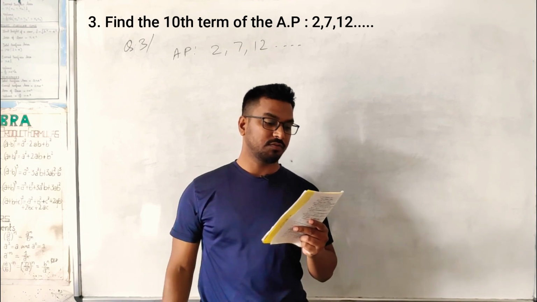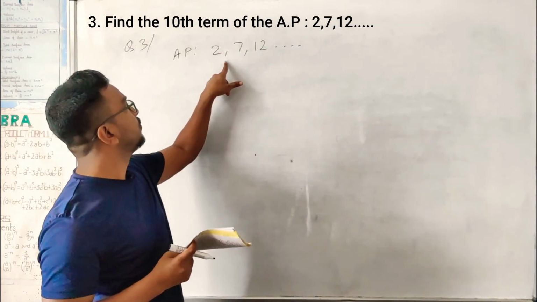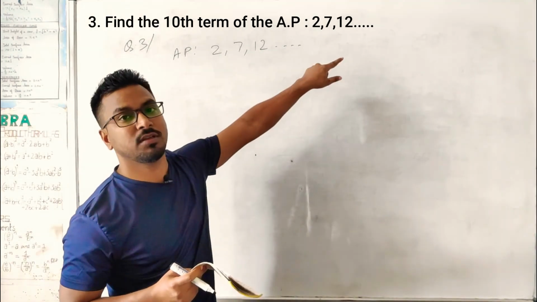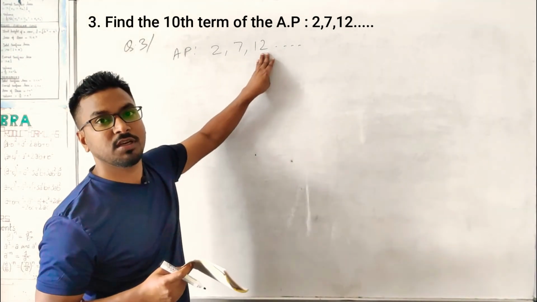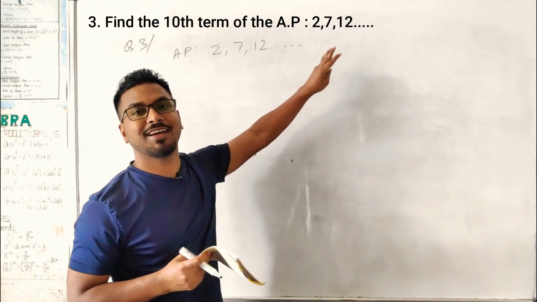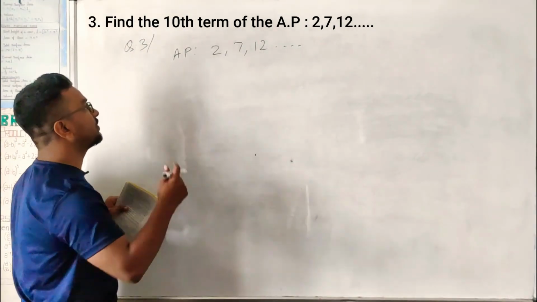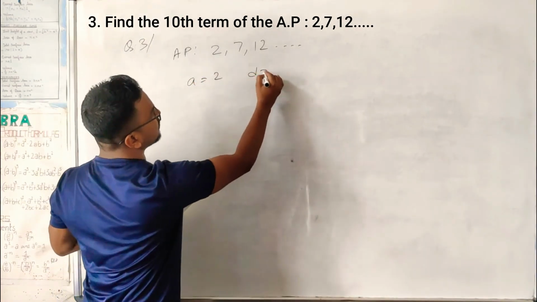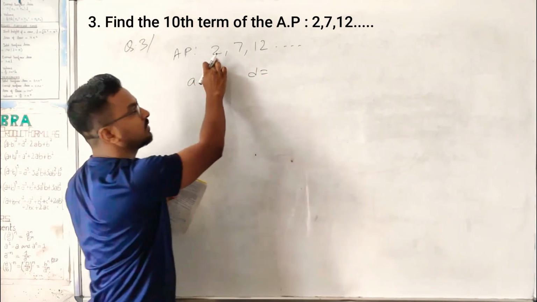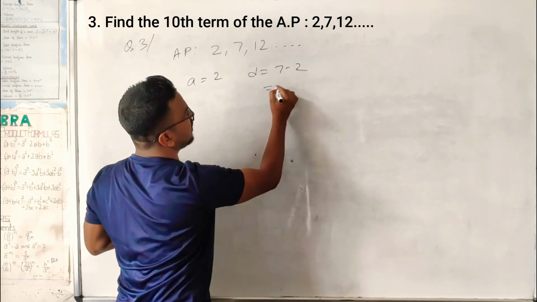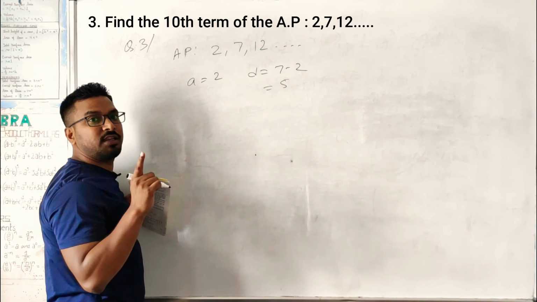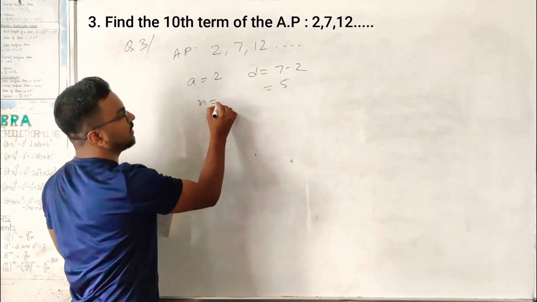So moving to the next question, question number 3. Find the 10th term of the AP. The AP is given: 2, 7, 12. You have to find the 10th term. This is how many terms? 3 terms. So first what we'll do, we'll find what is a. a is 2. d is what? 7 minus 2, that is 5. d is 5. And what is n? You have to find the 10th term, right? So n will become 10.